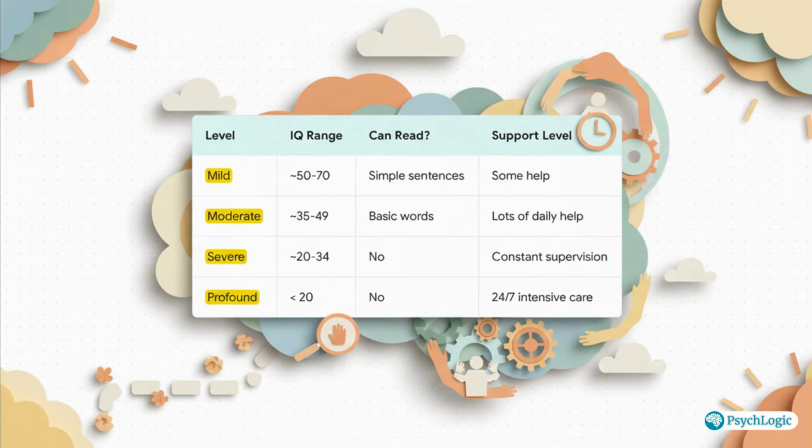And yeah, we've listed the typical IQ ranges here for context, but I'm going to say it again because it's that important. The label, whether it's mild, moderate, severe, or profound, it all comes down to the level of support a person needs to function in their life, not just a number on a test.